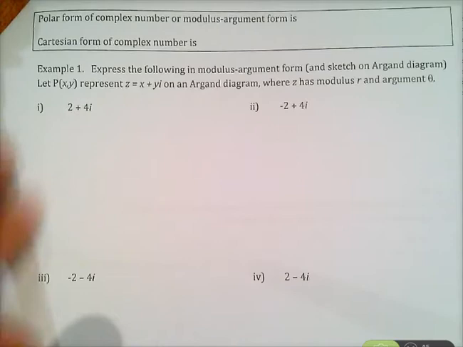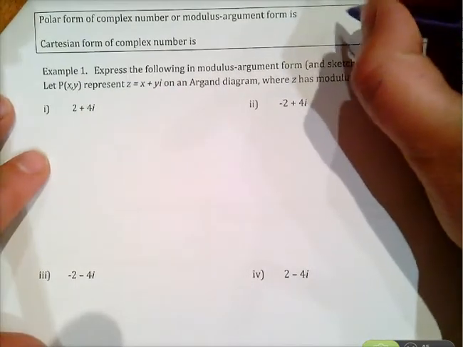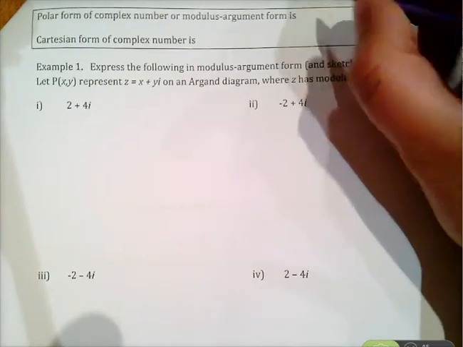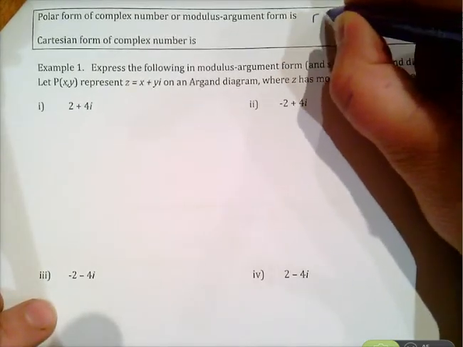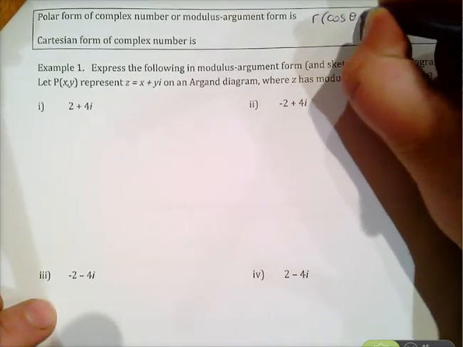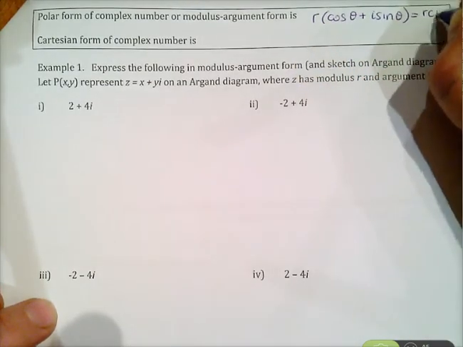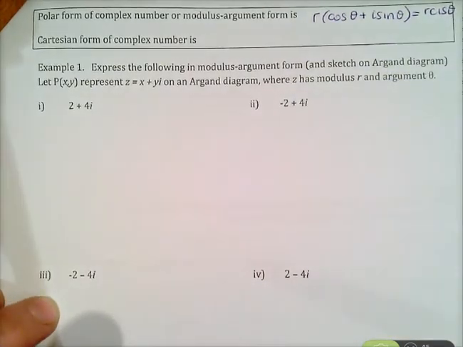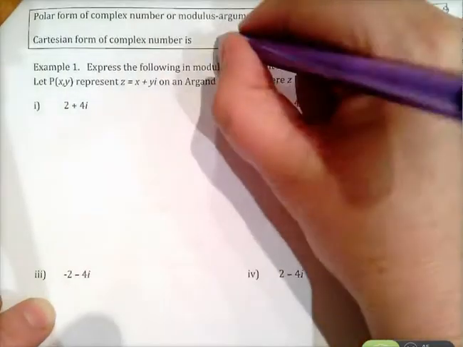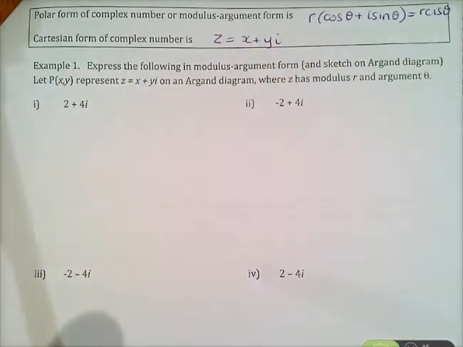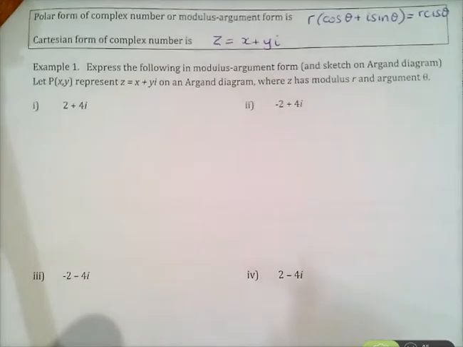Now to page 20. The polar form of a complex number is also called the modulus argument form. It is r bracket cos theta plus i sine theta, which is r cis theta for abbreviation, and the Cartesian form of a complex number is z equals x plus yi. So you need to know the difference between those two forms.